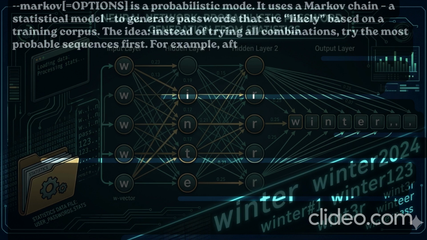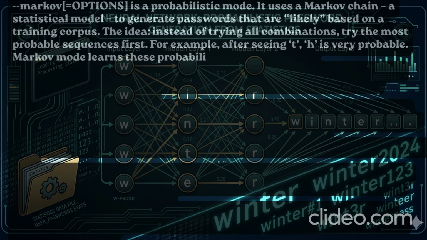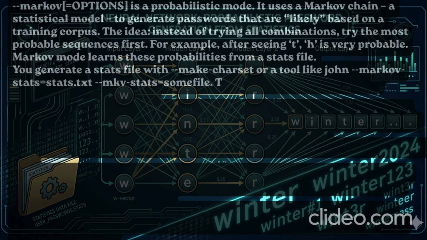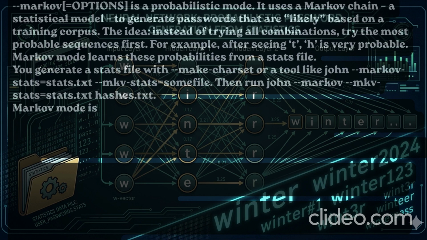You generate a stats file with a tool like john --make-charset, or with --markov --mkv-stats=stats.txt. Then you run john --markov --mkv-stats=stats.txt hash.txt.